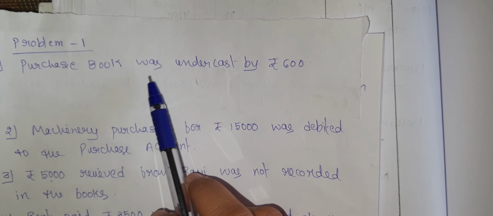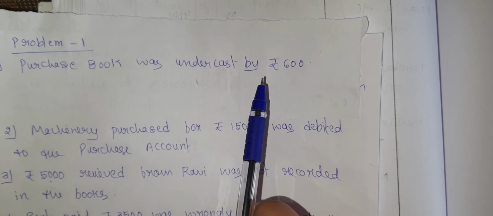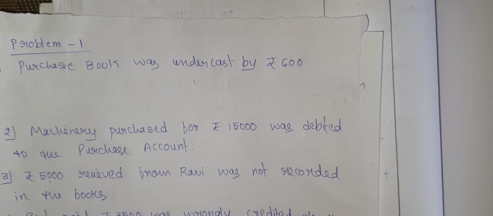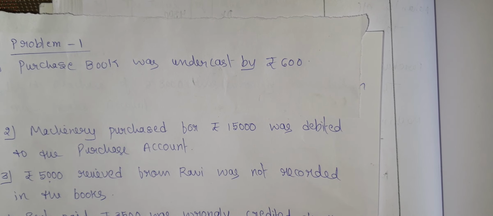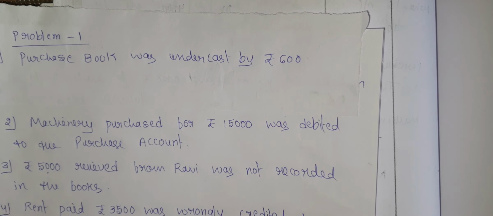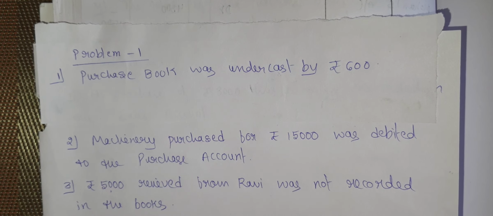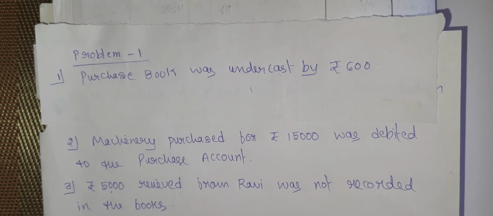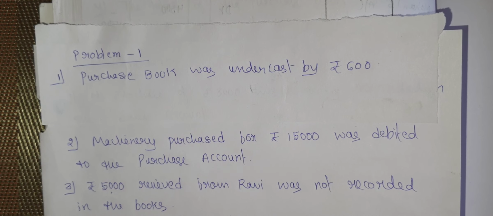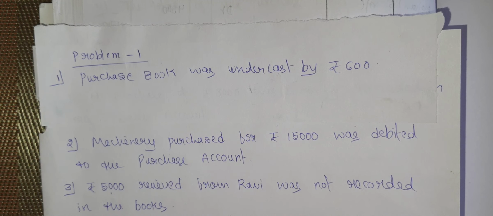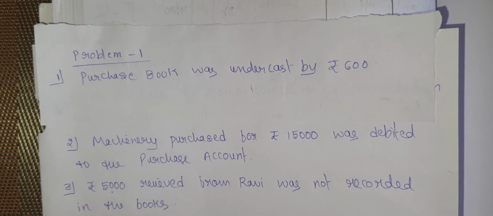See here, purchase book was undercast by rupees 600. It means the purchase book was short by rupees 600. What I said in the previous classes, if there is undercast, what we have to do? We have to write on the same side. Means we will debit the purchase account. We will always debit the purchase account, right? In the case of undercast also, we need to debit the purchase account and credit the suspense account.